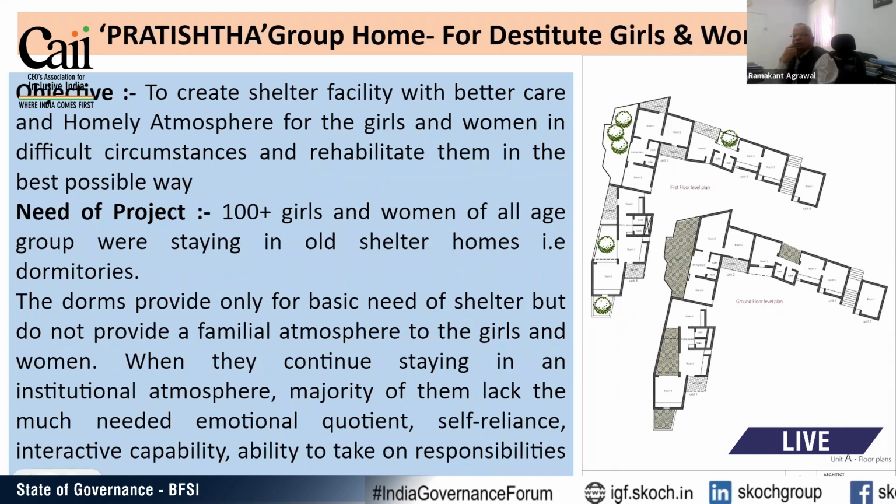The need of the project: 100+ girls and women of all age groups were staying in old shelter homes, that is dormitories. Two dorms provide only for the basic need of shelter, but do not provide a familial atmosphere to the girls and women. When they continue staying in an institutional atmosphere, the majority of them lack the much needed emotional quotient, self-reliance, interactive capability, and ability to take on responsibilities.